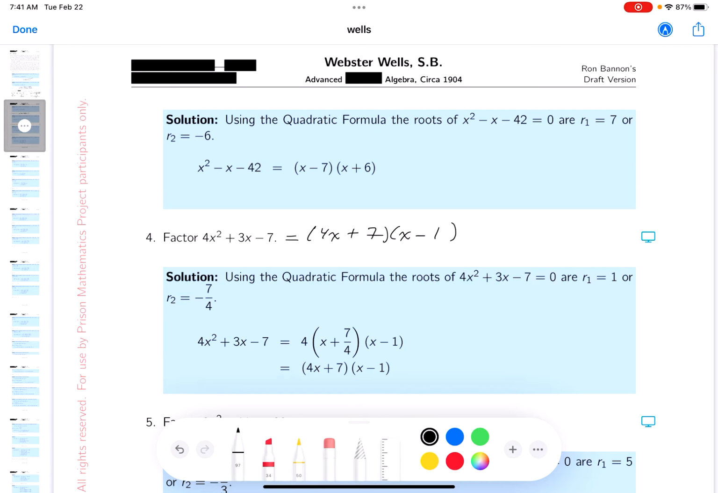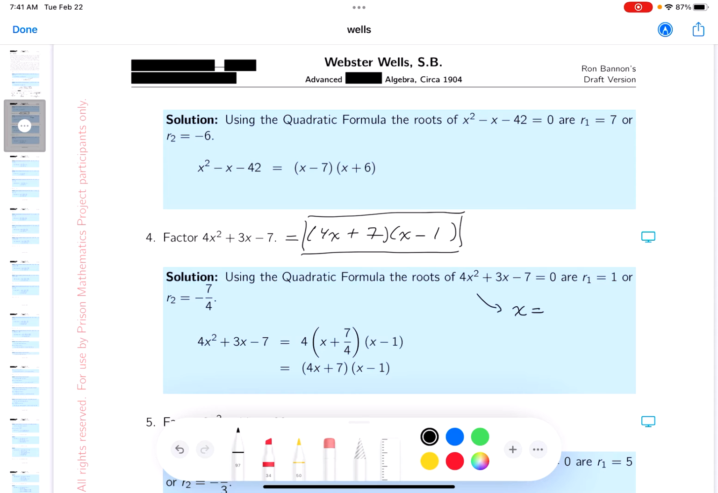You get 4x squared. Then you get minus 4x plus 7x, which is 3x. Yep, this works fine. So we're done. However, the point of this section is to use the quadratic formula to get that factorization. How do you do that? Well, you can use the quadratic formula to find the roots, and the roots will tell me the factors.